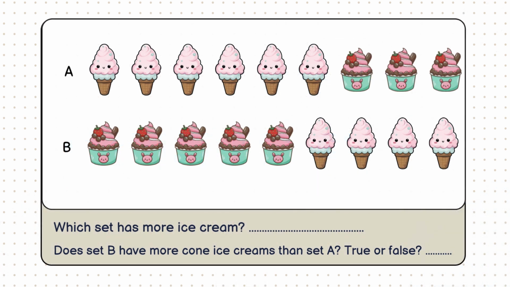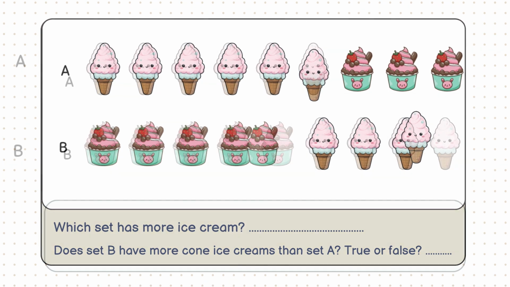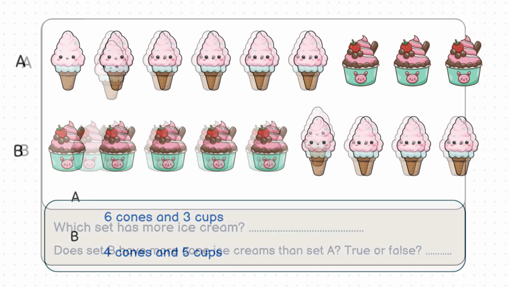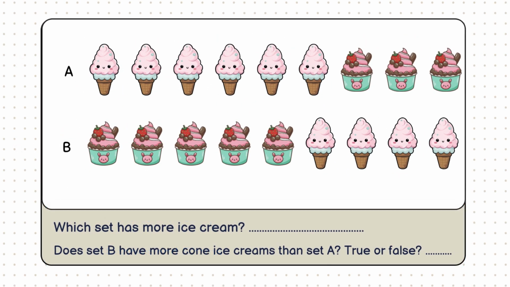Now we have 2 delicious sets of ice cream. Set A has cones and cups of ice cream, and so does set B. Let's compare them to figure out which set has more ice cream. Ready? When we compare the sets, we can see that set A has 6 cones and 3 cups, while set B has 4 cones and 5 cups. Now, let's think. Which set has more ice cream overall? That's right. Set A has 9 ice creams in total, and set B has 9 ice creams too. So, they both have the same amount of ice cream. Great job spotting that.